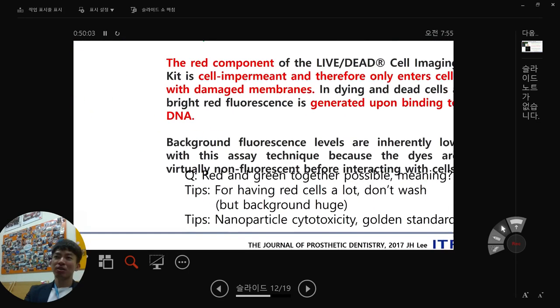Tips for having a lot of dead cells: don't wash, or don't suction. And then you can see many red cells, because when they are dead, they easily float. But there is a lot of background, so you can adjust the background from your dye.